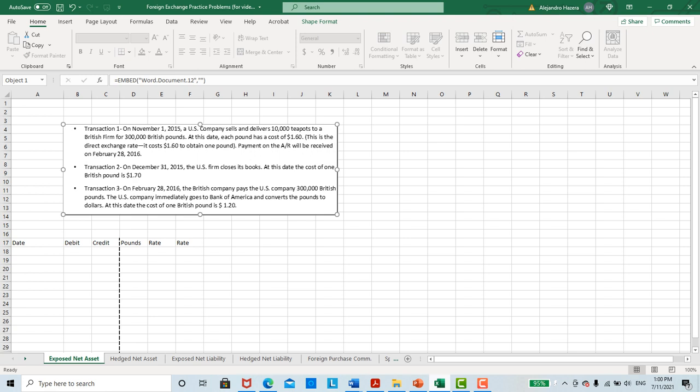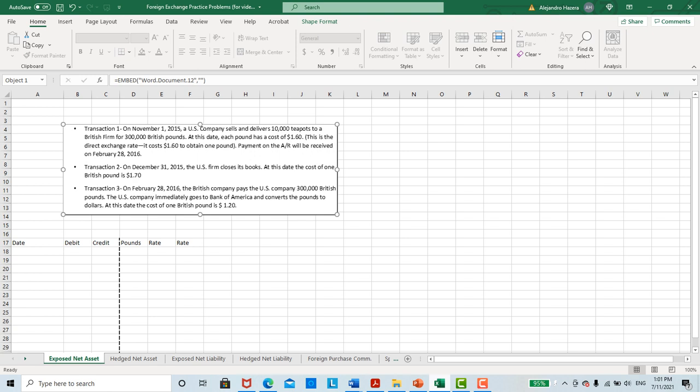The problem, as you're going to see, is that between now and the date you collect those pounds, the value of the pounds, and hence the value of the receivable, fluctuates with changes in the exchange rate. Now, the current exchange rate is $1.60. This is the direct exchange rate, which means that it costs $1.60 to obtain 1 pound, and that's going to affect the value of your receivable here.